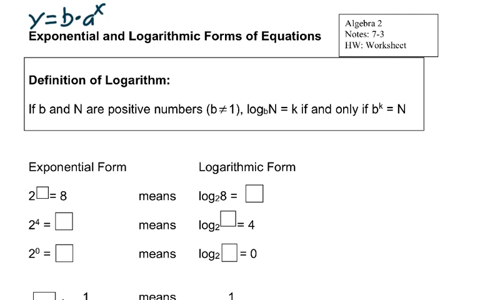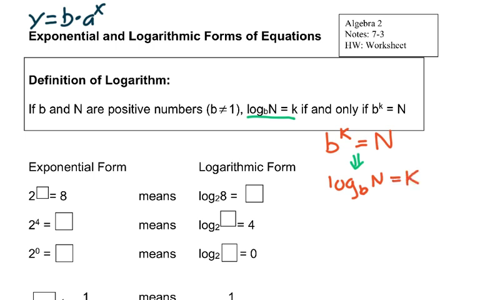So, if our exponential function is in the form b to the k equals n, and I know I'm using different variables, it's just the pattern that we're trying to use. This correlates to the log function log base b of n equals k.